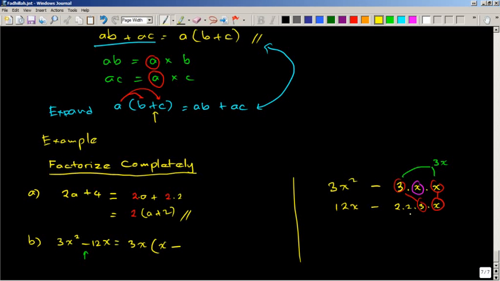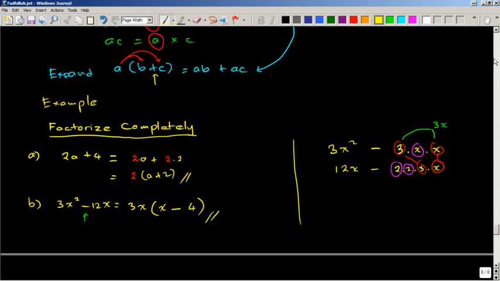Put minus. And what are the remaining of the 12x? 2 and 2. 2 times 2 is 4. So put 4 lah. So this is the way to factorize. Kalau tak percaya, let's go and expand. Let's expand 3x, x minus 4. This is equal to 3x times x is 3x squared, minus 3x times 4 is 12x. Yeah, jawapan dia sama. It's the same. Okay, so the answer for B is 3x times x minus 4.